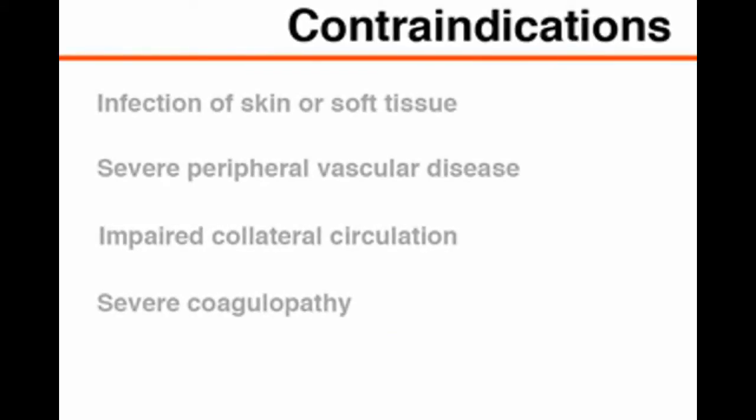However, radial arterial catheterization is contraindicated in patients with infection of the skin or soft tissue at the insertion site, severe peripheral vascular disease, impaired collateral circulation, or severe coagulopathy.